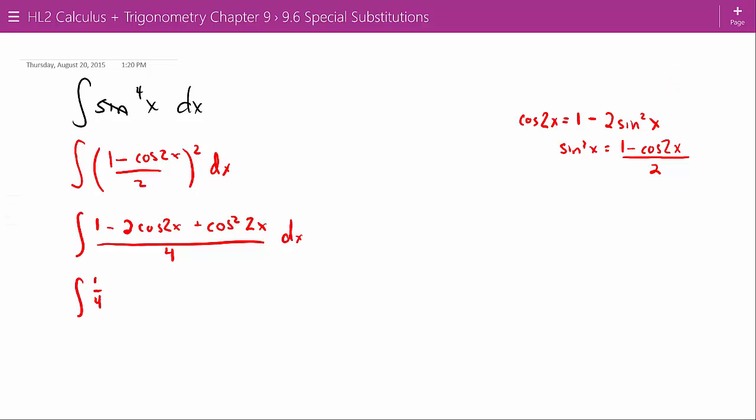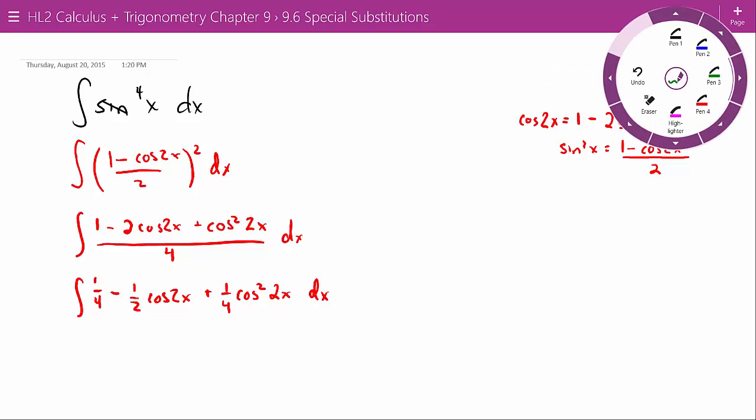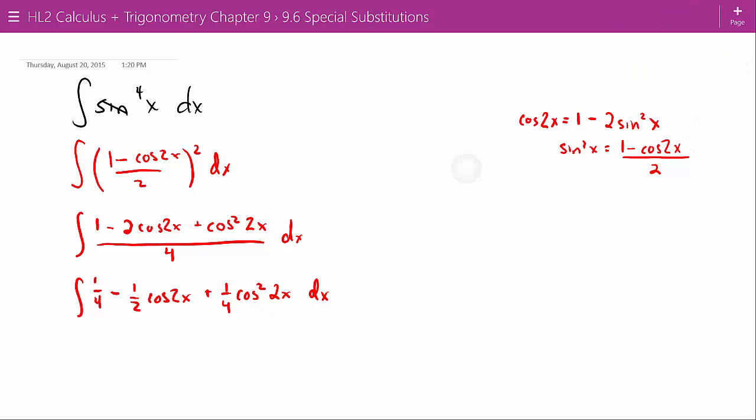So we have 1/4, easy to anti-differentiate, minus 1/2 cosine 2x, again, easy to anti-differentiate, plus 1/4 cosine squared 2x dx. And that last part, not quite so easy to anti-differentiate because it's still a trig function squared. So what do we do? What strategy did we use up here at the beginning? Well, we used double angle for cosine.